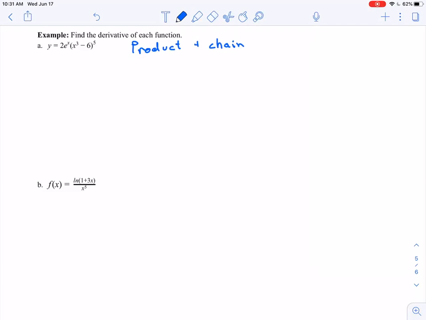So I'm going to start off with my product rule, because that's what I identified first. Remember our product rule, if we go all the way back to when we started to talk about it, we said, how about I call this function f and this function g? Let's break it down as much as we can so that we are really taking smaller steps. So if f is 2e to the x, f prime, the derivative of 2e to the x, will simply be 2e to the x. G is that second function, (x cubed minus 6) raised to the 5th power.